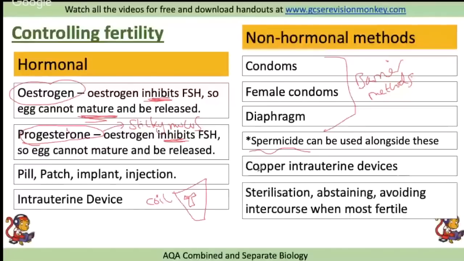And there are permanent methods such as sterilization that you could use for the male or the female. Abstaining, which is avoiding intercourse or avoiding intercourse when you're going to be most fertile. So avoiding intercourse around that day 14 when the egg's released will help. Okay, meiosis then.